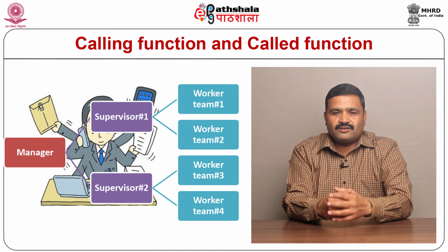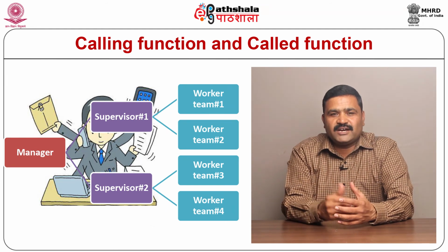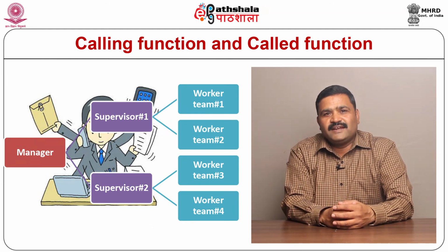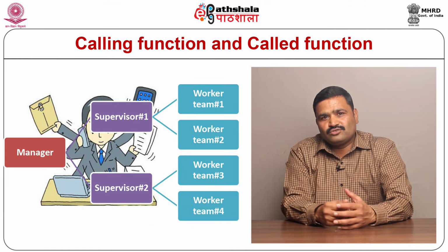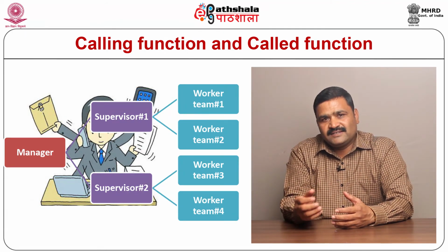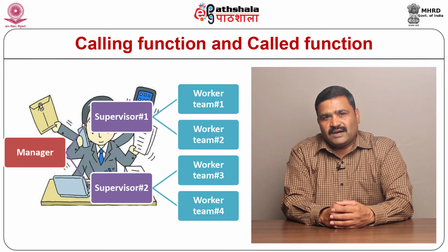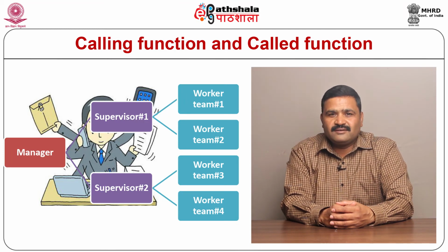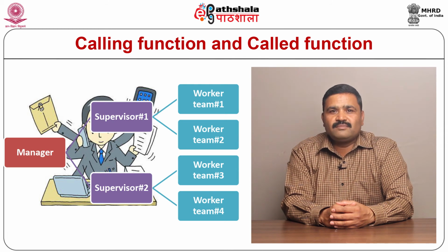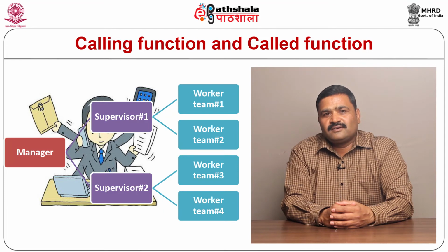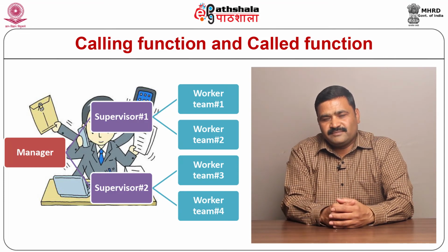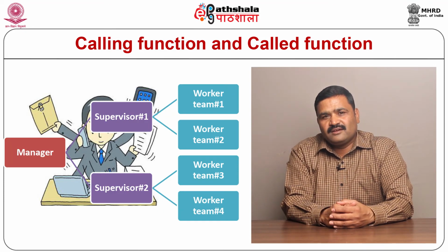Here I am trying to give an example. In the flow chart, you can see there is a manager, there are two supervisors, and under these two supervisors there are different worker teams. Under supervisor 1, there are two teams, worker team 1 and worker team 2. Under supervisor 2, there are two more teams, like worker team 3 and worker team 4.